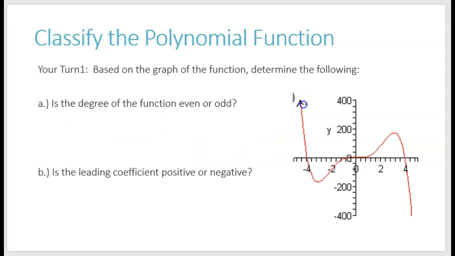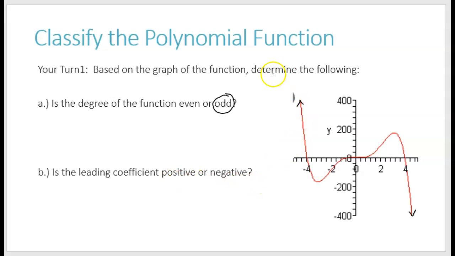You can see, I'm going to put some arrows on here because those probably should have been there. Is this function even or is it odd? Well, one side is pointing up, the other side is pointing down. My end behavior is doing something different. That means that this is an odd degree function. Now, is the leading coefficient positive or is it negative?